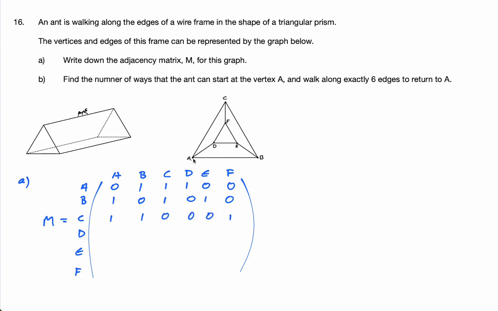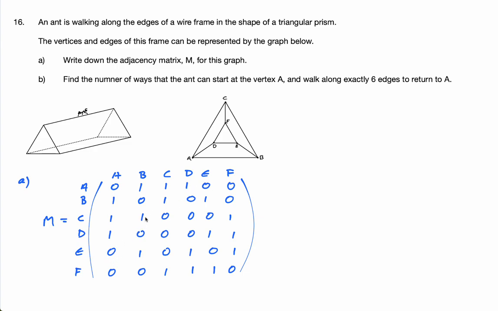D goes to A, F, and E. A, F, E, 0, 0, 0. E goes to D, F, and B. D, F, and B, 0, 0, 0. And F finally goes to D, E, and C. D, E, and C, 0, 0, 0. And note, it's symmetrical across these zeros here. So 1 1 1 0 1 1 1 1 1.